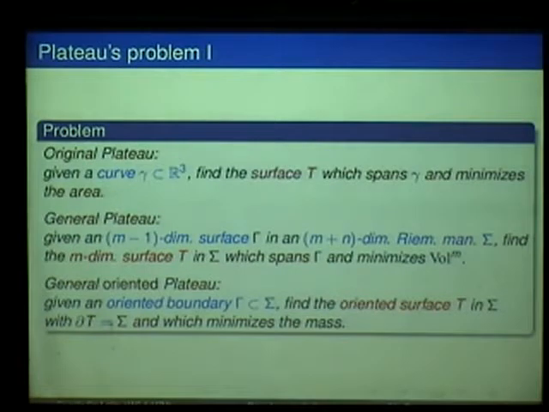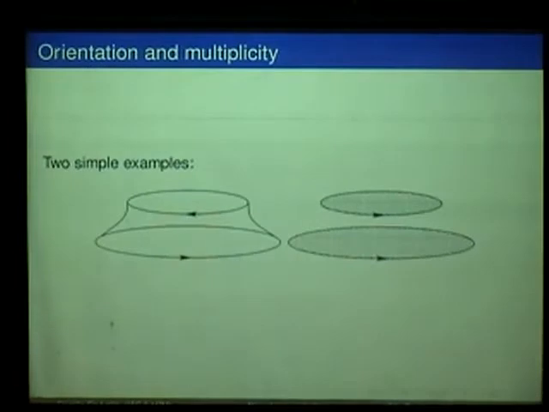Okay? So it's obvious that in this situation I've already fixed a notion of what it means to span a certain boundary gamma. My notion is the usual notion that you encounter in differential topology. So T is a submanifold of sigma, and the boundary of T is equal to gamma in the usual differential topological sense. Okay, so why am I insisting that I want to minimize the mass rather than the m-dimensional volume? Let me give you the following example.